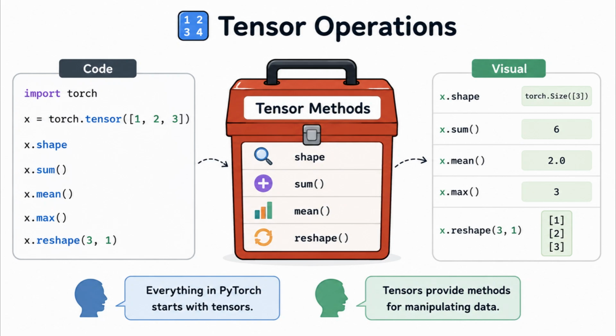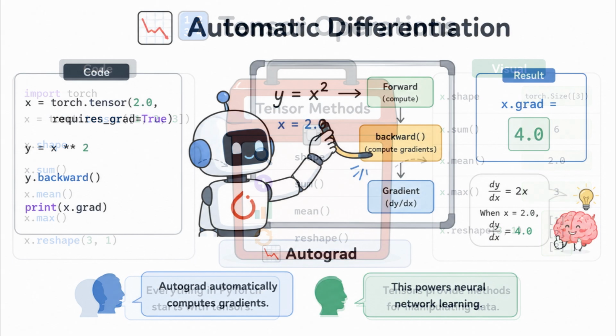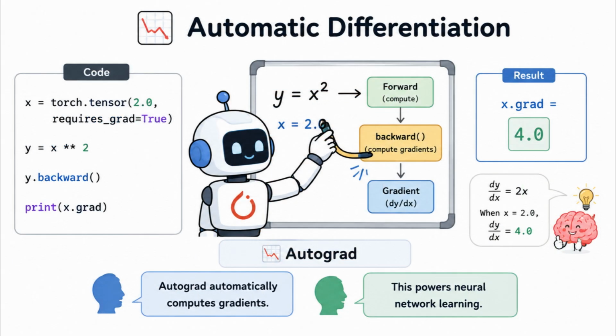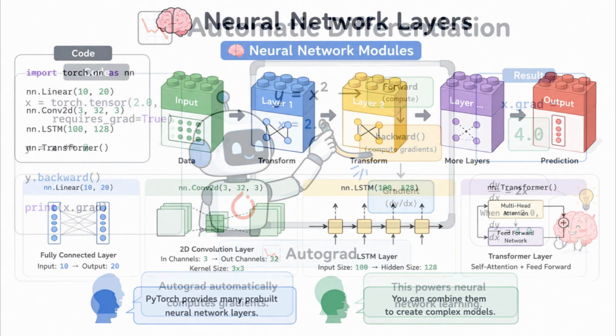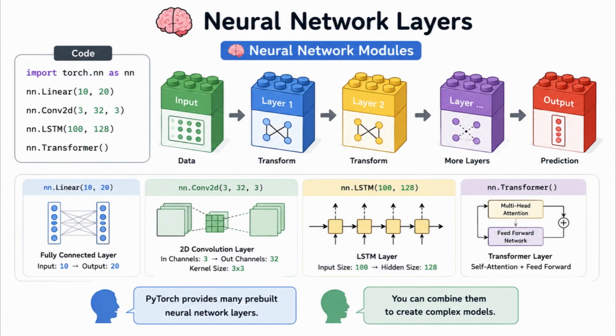Everything in PyTorch starts with tensors. Tensors provide methods for manipulating data. Autograd automatically computes gradients. This powers neural network learning. PyTorch provides many pre-built neural network layers. You can combine them to create complex models.